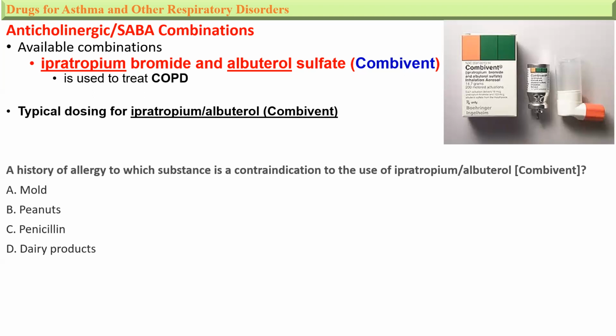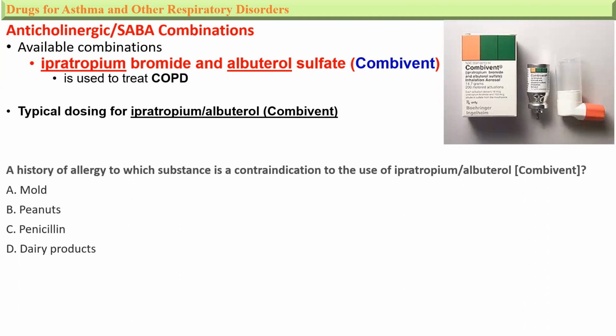The question here: history of allergy to which substance is the contraindication to the use of Combivent? Now the answer is peanuts. So patients with peanut allergy should avoid Combivent, which contains soy or soya lecithin as a carrier. Soya is in the same plant family as the peanut, and about 10% of people with peanut allergy are cross-allergic to soy.